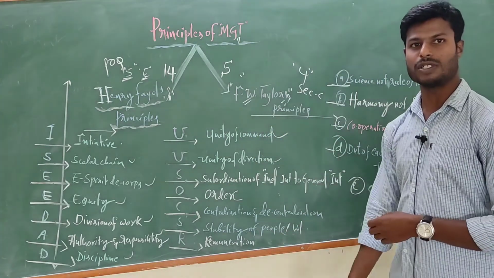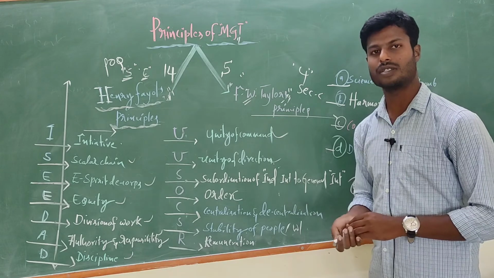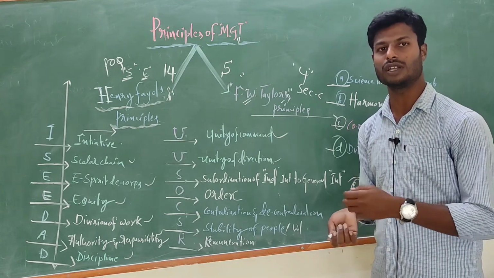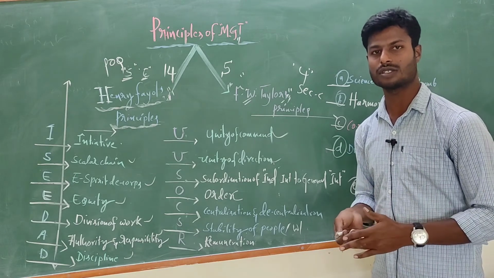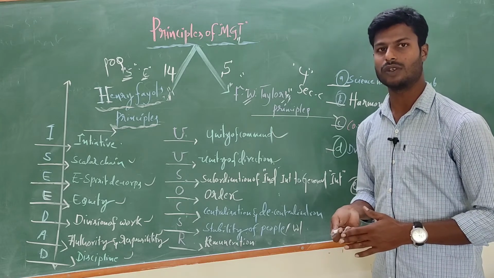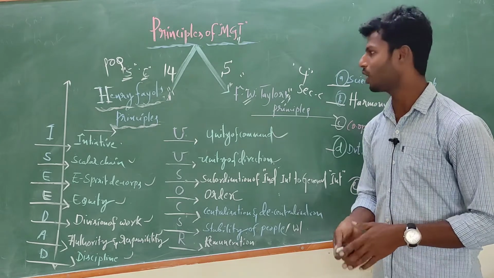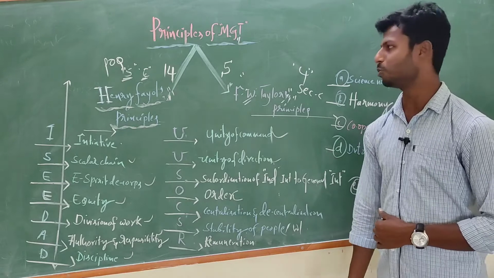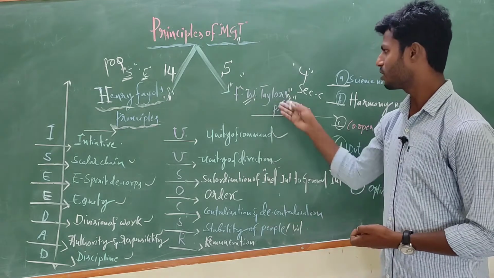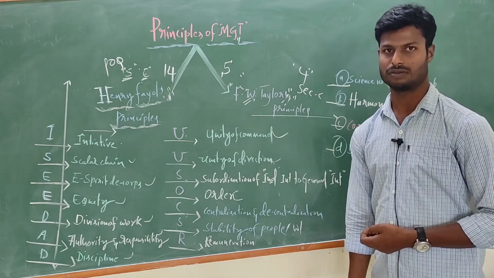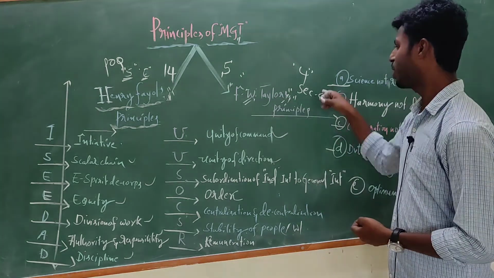F.W. Taylor's scientific principles are very essential for the day-to-day operations of the organization to increase productivity and efficiency, to minimize time and cost, to reduce overlapping of work, and to reduce unnecessary motions and activities. For this, we need F.W. Taylor's principles. F.W. Taylor was an American mechanical engineer. Based on his experiences, he propounded 5 scientific principles.